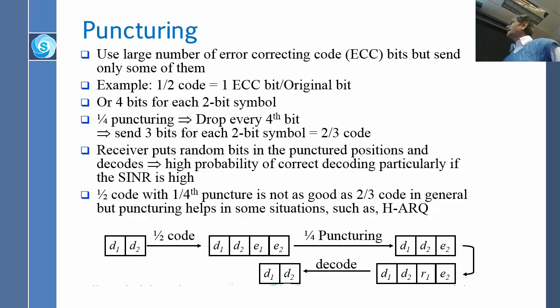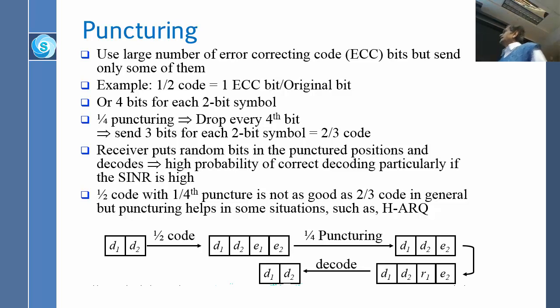Right? But then they say, well, there's no need to send everything. Most likely they will make it anyway. So they do 1/4 puncturing. Means that we will not send the 4th bit or 1/4 of the bits. So in this case, they decide not to send E1 and they will just send D1, D2 and E2. Okay, this is called puncturing. So this is 1/4 puncturing, or basically we wrote a 3 by 4 code, because for every 4 bits we send only 3 bits.